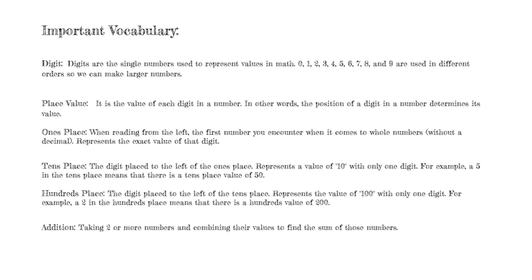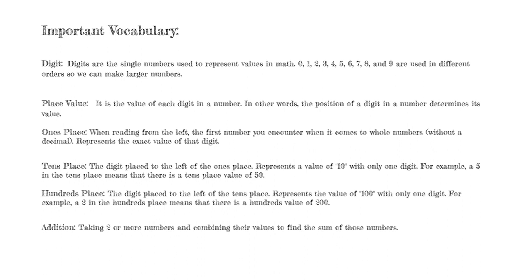Ones place, when reading from left, the first number you encounter when it comes to whole numbers, without a decimal point, represents the exact value of that digit. So a 9 in the ones place is just 9. Tens place, the digit placed to the left of the ones place, represents the value of 10 with only one digit. For example, a 5 in the tens place means the tens place is a value of 50.